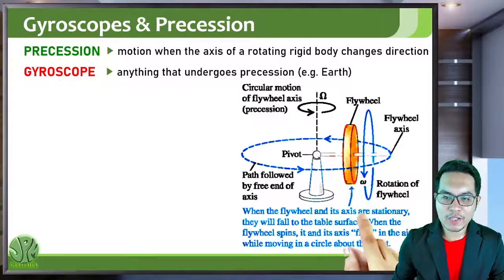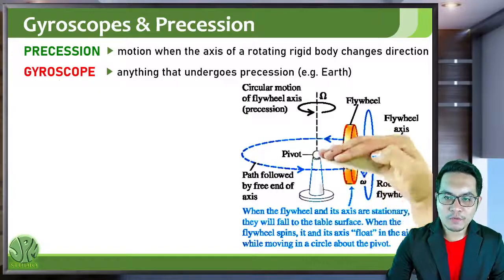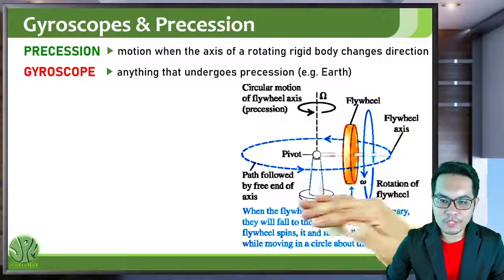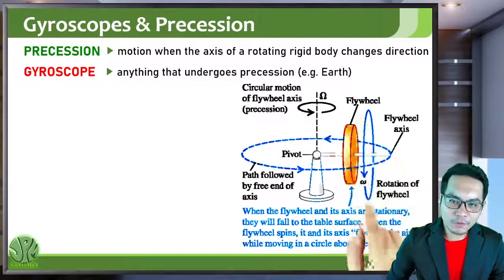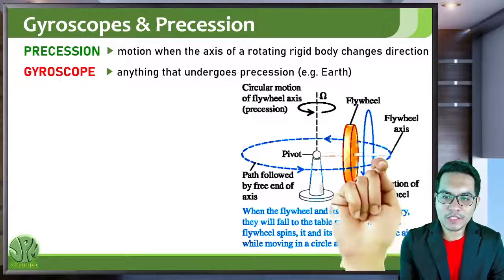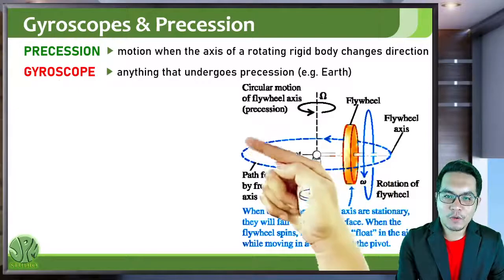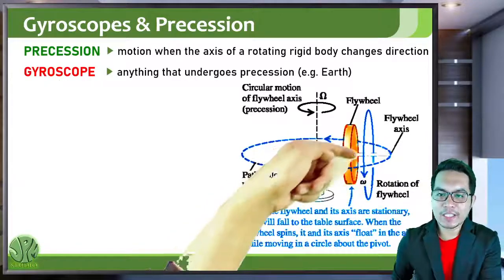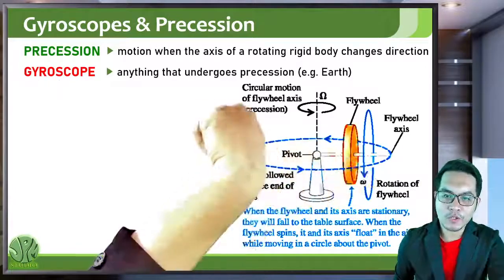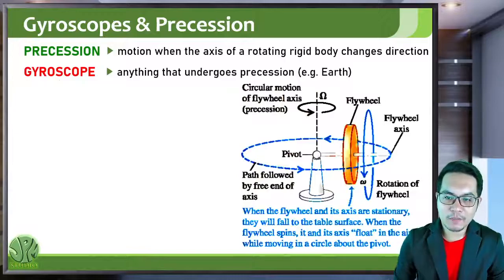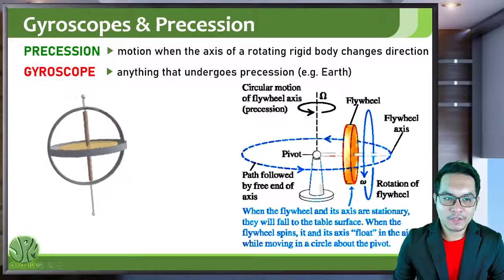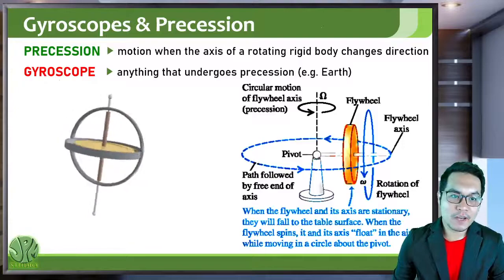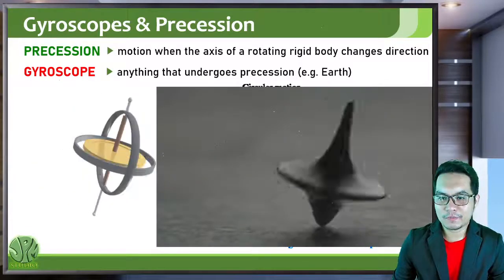When it's stationary, this will just fall to the table or on the surface. But if you rotate the flywheel, you will notice that its axis will also rotate. So the direction of the axis of rotation of the flywheel will also rotate. That is an example of precession, and that is a consequence of the conservation of angular momentum. A spinning top is also an example of a gyroscope.